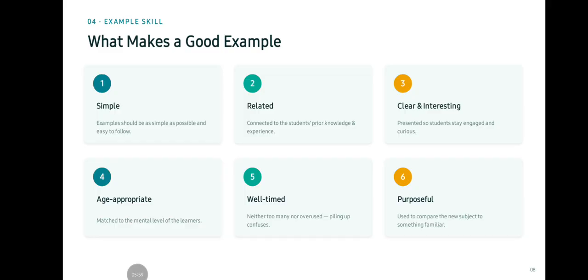What makes a good example? First, simple. Example should be as simple as possible and easy to follow. Second is related, connected to the student's prior knowledge and experience. Third, clear and interesting, presented so students stay engaged and curious. Fourth, age appropriate, matched to the mental level of the learners. Fifth, well timed, neither too many nor overused, piling up confuses. Sixth is purposeful, used to compare the new subject to something familiar.